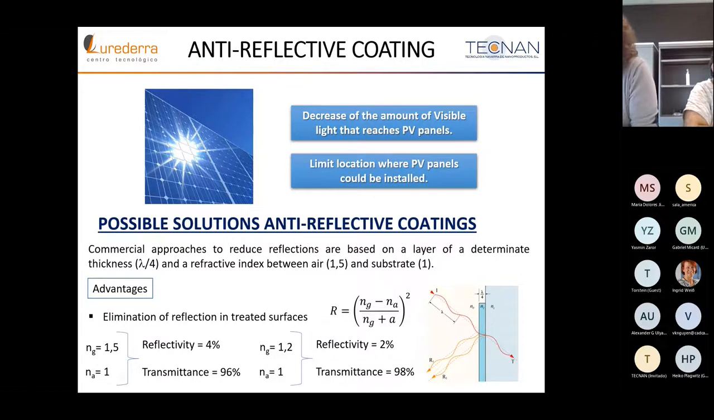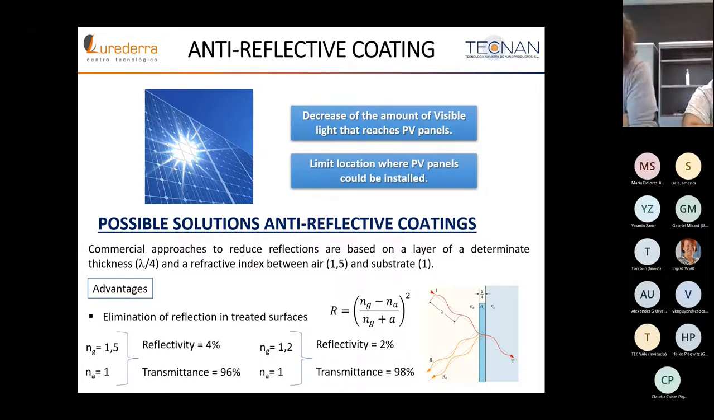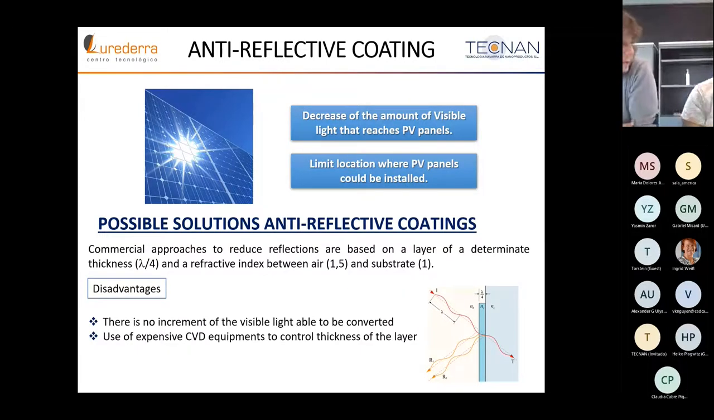So far, current solutions are based on the deposition of a layer with a really well determined thickness and an intermediate refractive index between air and glass. In this sense, light can be absorbed or transmitted, and reflections are avoided. The main disadvantage of the current solution is that when the light is absorbed, there is no increment of the visible light that can be converted by the module.